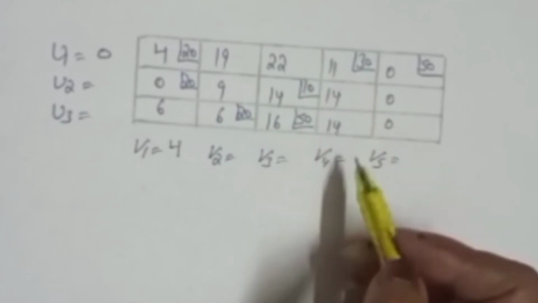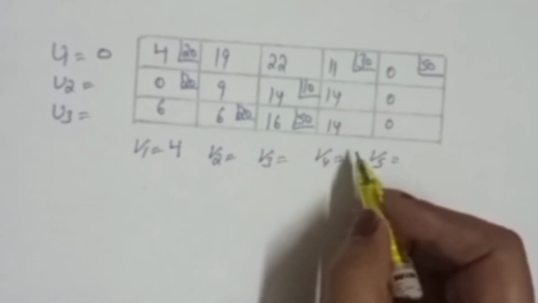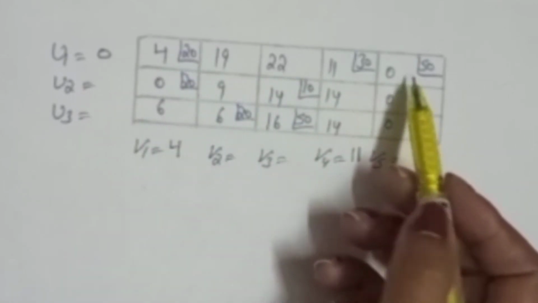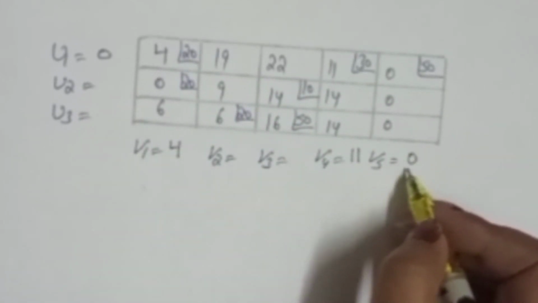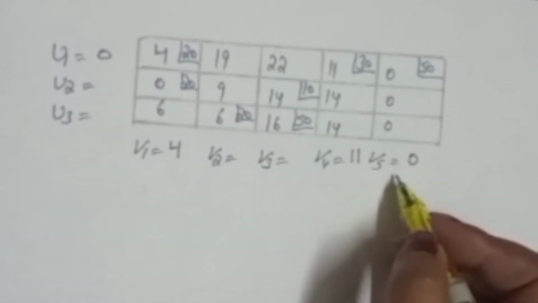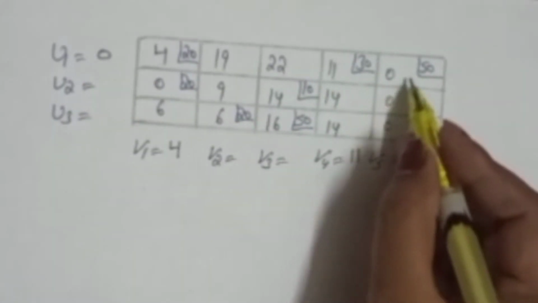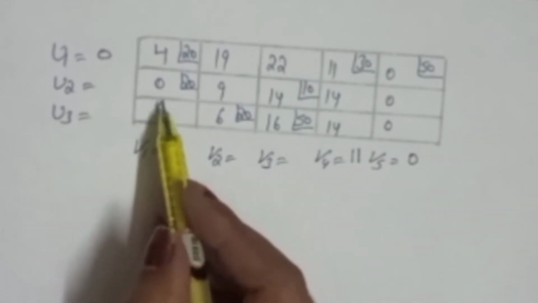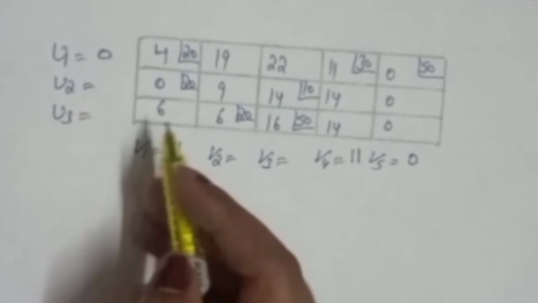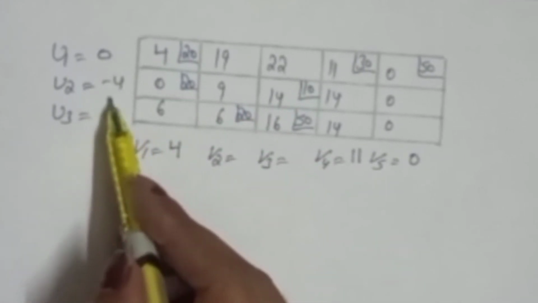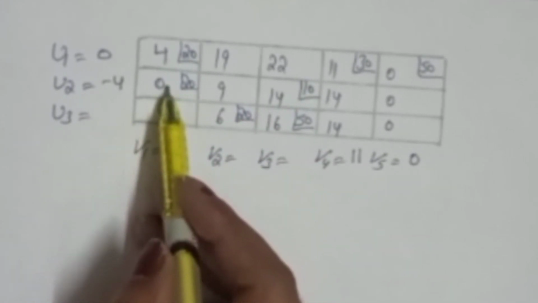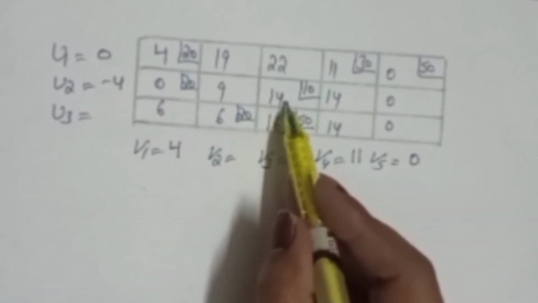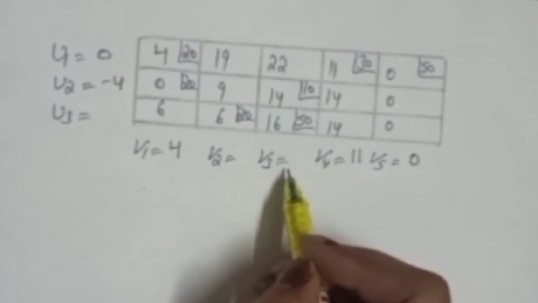u1 plus v4 is equal to 11. So 0 plus 11 is equal to this cell value. 0 plus, here we can write 0, because u1 plus v5 is equal to 0. So 0 plus 0 is equal to 0. u2 plus v1 is equal to 0. So here we can write minus 4, because minus 4 plus 4 is equal to 0. u2 plus v3 is equal to 14.